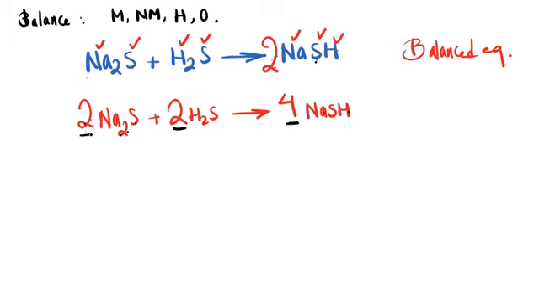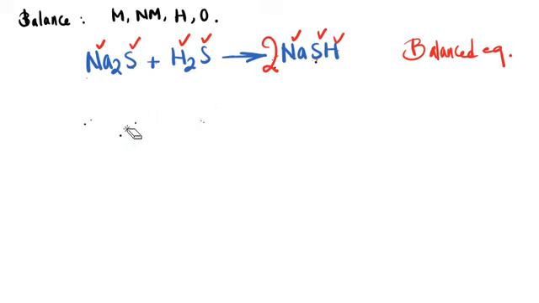We need to report the simplest possible coefficients for a series of compounds. So please understand, we don't accept 4, 2, 2, and 4, and we divide by 2. It means 1, 1, and 2.